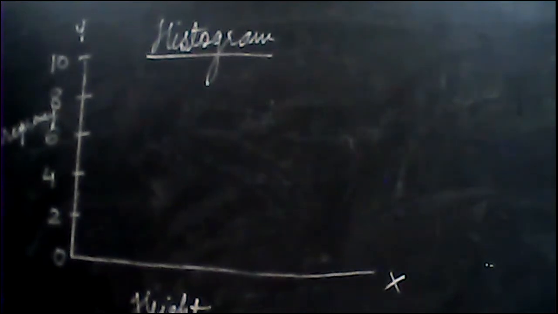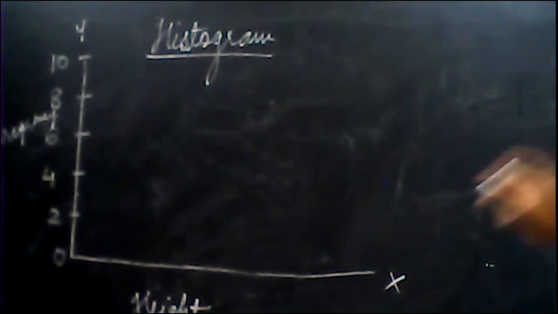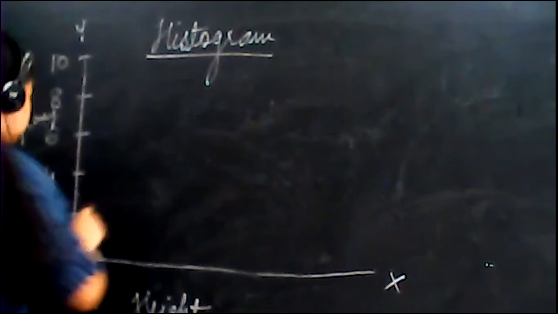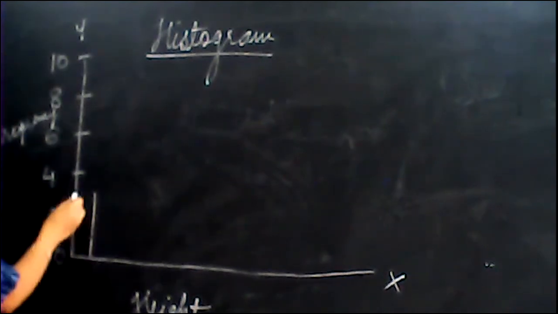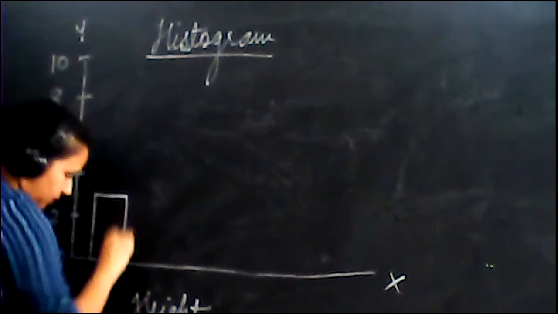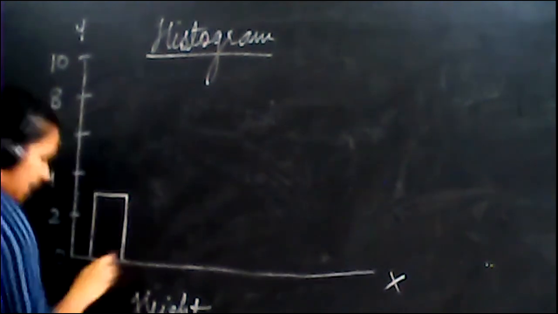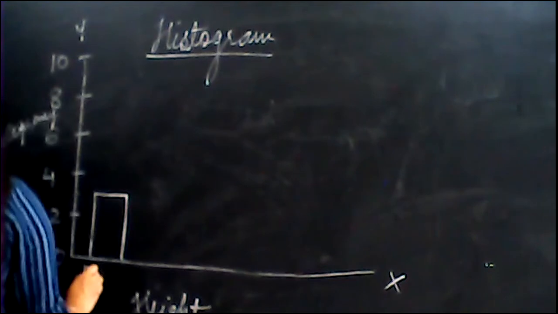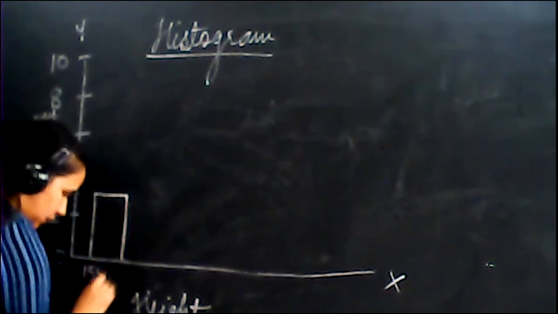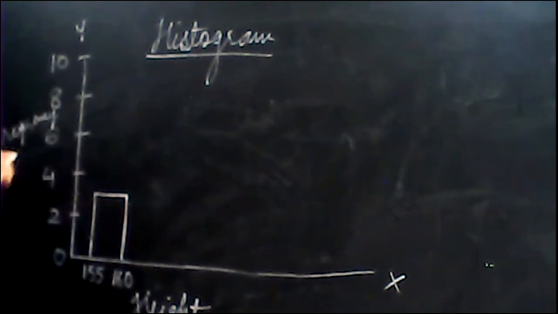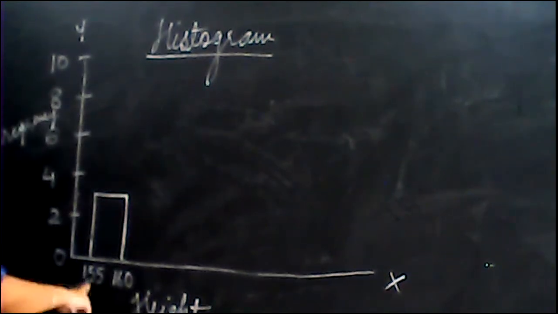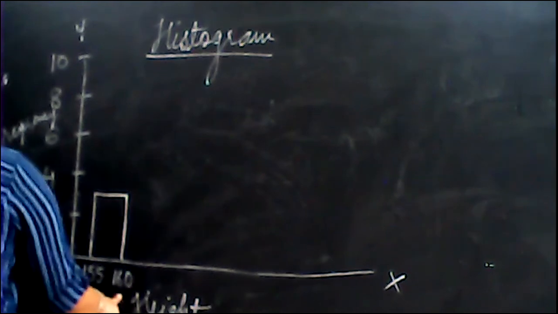So in the first one, I'm again repeating 155 to 160. The frequency is 3. So we will mark here. It's 3 over here, 2 and 3. So we'll mark here. We'll make a histogram here, and we will write here. The intervals are 155 to 160. Right? We have marked here 155 to 160.